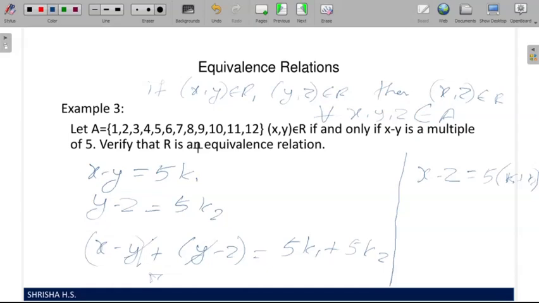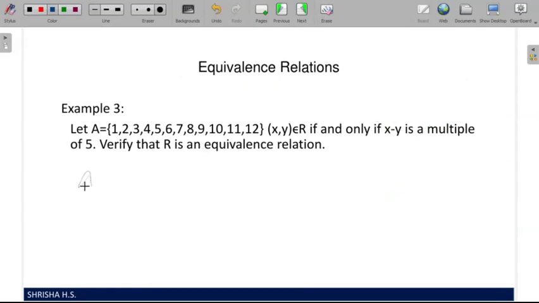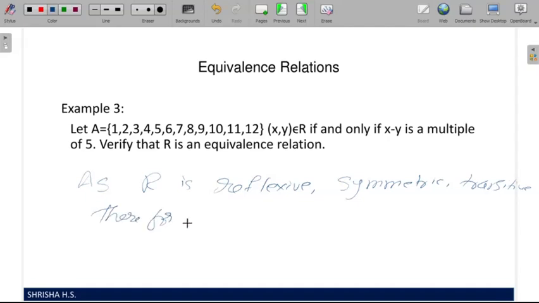At last we write the conclusion: as our relation R is reflexive, it is symmetric, and it is transitive, therefore R is an equivalence relation.